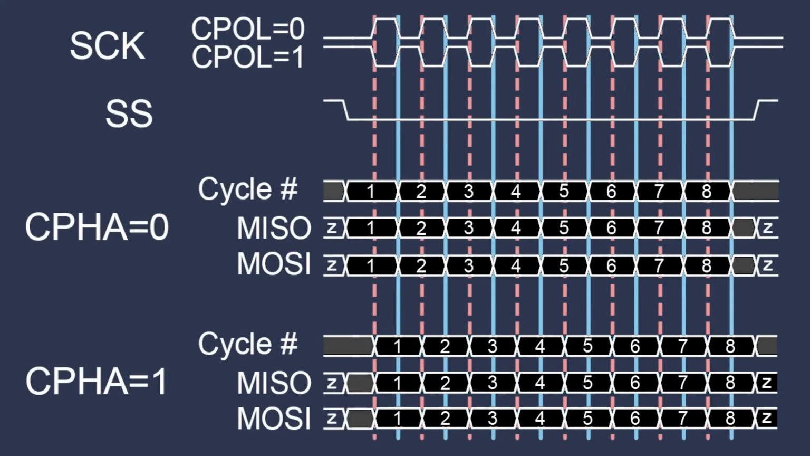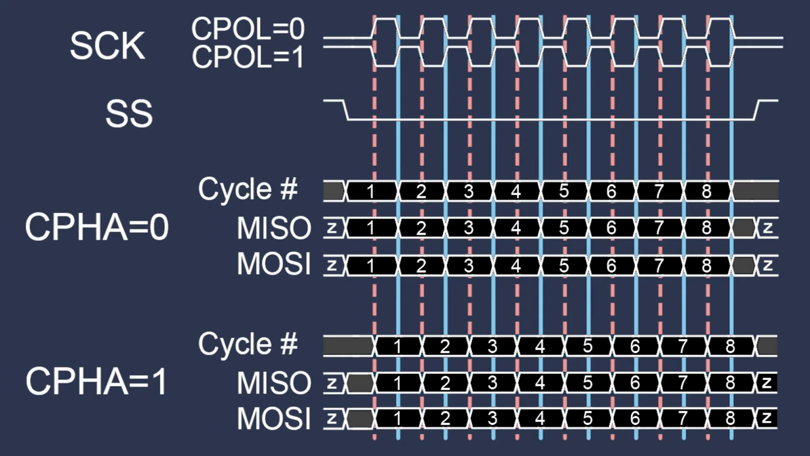The specifics of when data is sampled over the lines depends on what SPI mode we're using. SPI modes are made up of combinations controlling the clock polarity and the clock phase. What this means is that we need to choose whether the clock idles at low or high, and whether data is sampled at the leading or trailing edge of the clock.